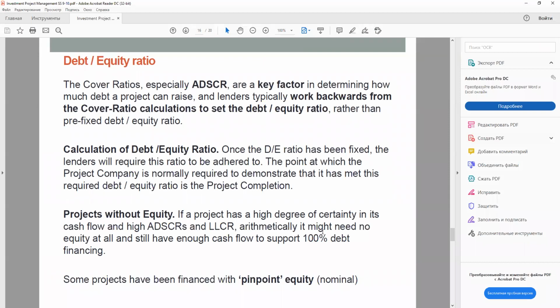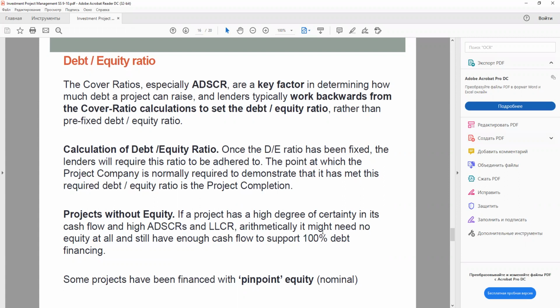A high ratio of debt is the essence of project finance. Within prudent limits, therefore, sponsors wish to limit the amount of equity they invest in a project and thus to raise the maximum level of debt. The cover ratios, especially ADSCR, are a key factor in determining how much debt a project can raise, and hence how much equity will be required if there is no other source of finance for the project costs.